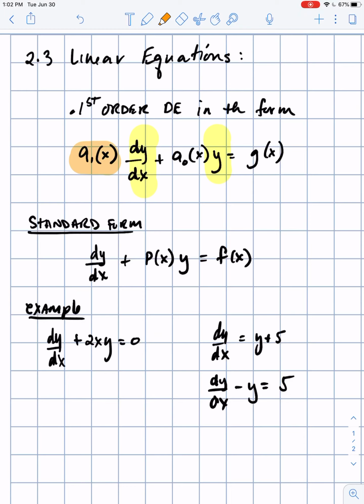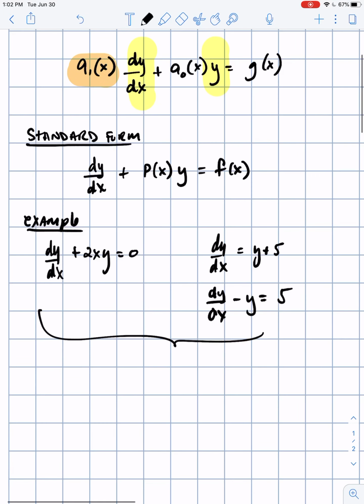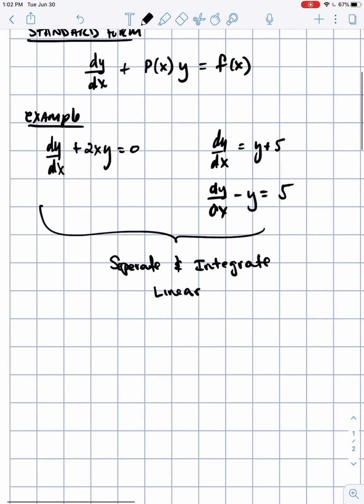And remember, constants, like 0 and 5, are still functions of x. Now with these two, you can separate and integrate. Also, they are linear, what we're doing today. Just to show you how you would separate: usually separate and integrate is what people prefer.